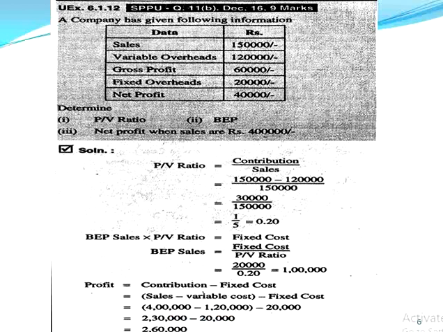The second question: a company has given the following information: sale 1,50,000, variable cost 1,20,000, gross profit 60,000, fixed overhead 20,000, net profit 40,000. First calculate the break-even ratio, then the break-even point, and the net profit when sales are 4 lakh.